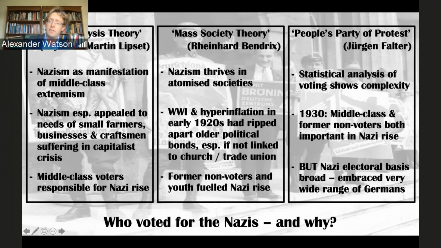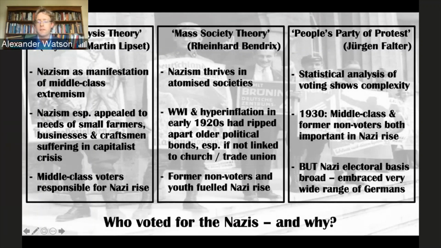And Bendix and the followers of the mass society theory argued that the people who were key in the Nazi rise were former non-voters. The Nazis were uniquely able to mobilise people who before hadn't bothered to vote, or, because they were too young, hadn't been able to vote. And it was that ability to mobilise the politically alienated that fuelled the Nazis' rise.